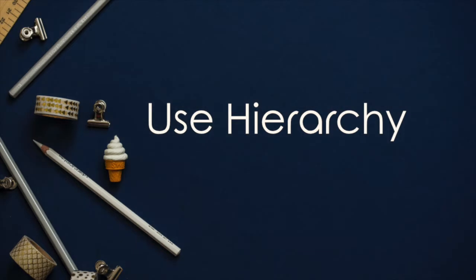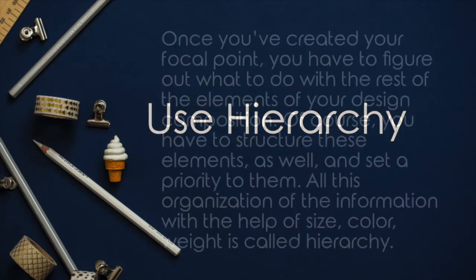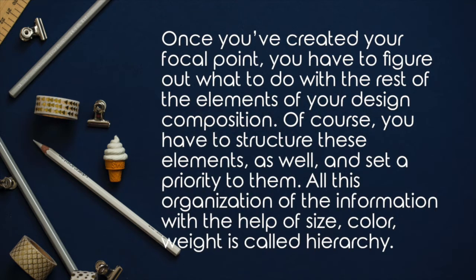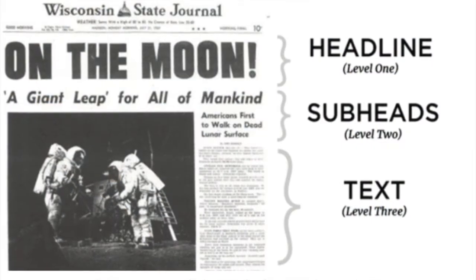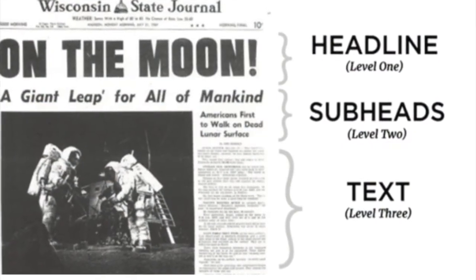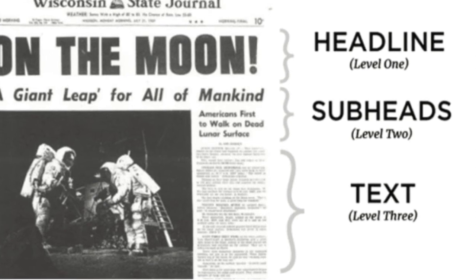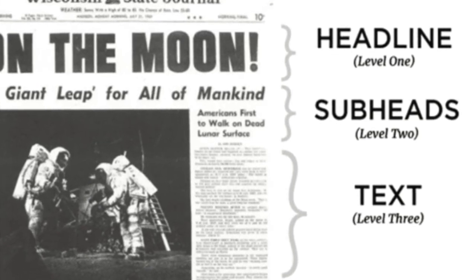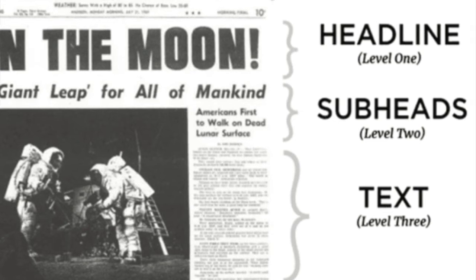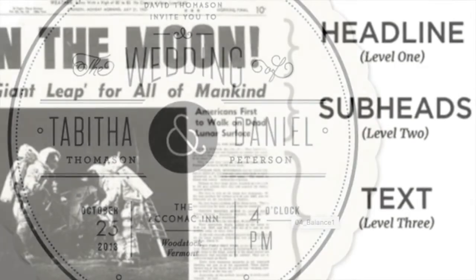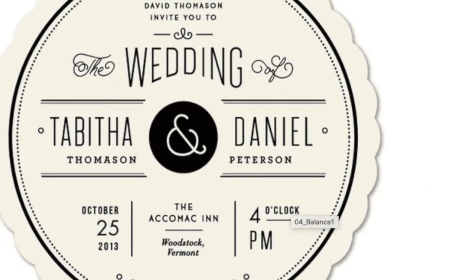The next thing you want to keep in mind is using hierarchy. Once you've created your focal point, you have to figure out what to do with the rest of the elements of your design composition. You want to set a priority to them. Then we have to look at maybe a name of an event or what this whole visual is all about. Only after that we can keep looking for additional information like subheadings, dates, numbers, places to call, addresses.